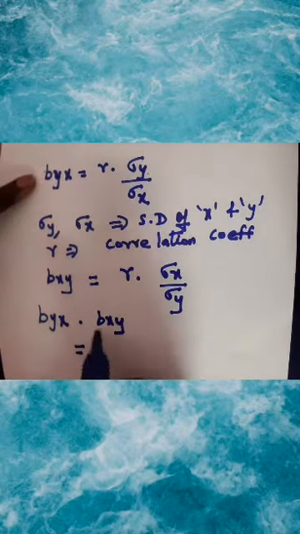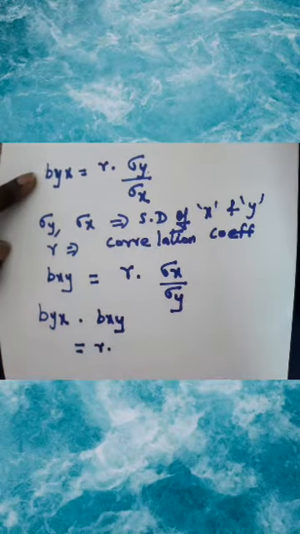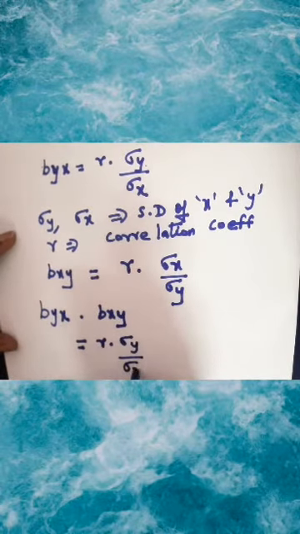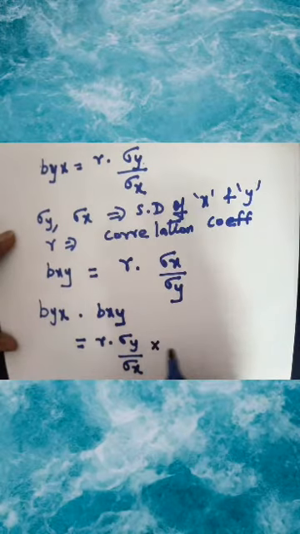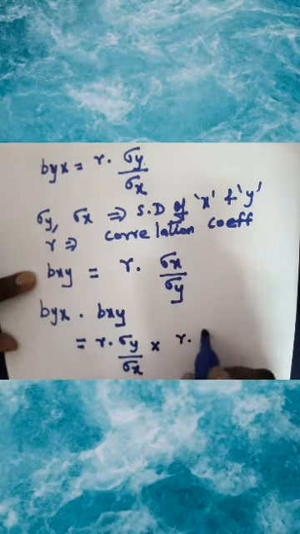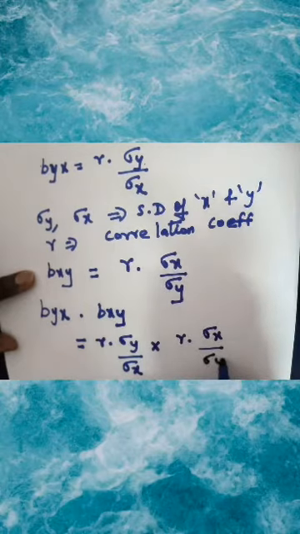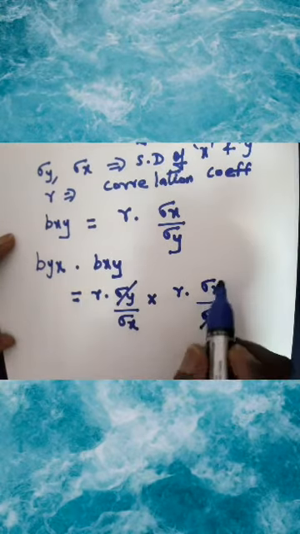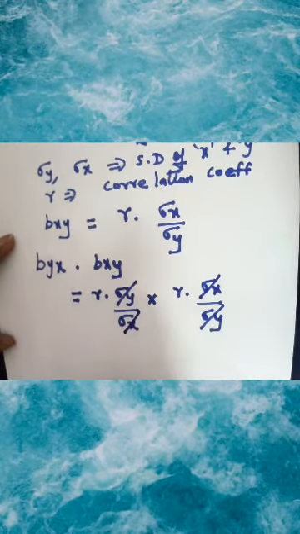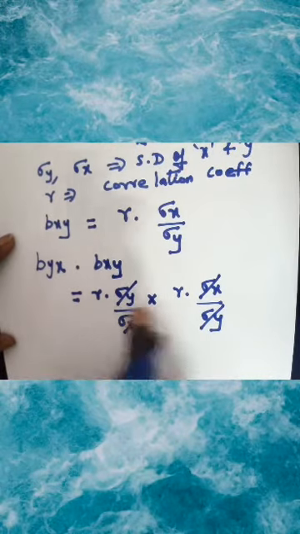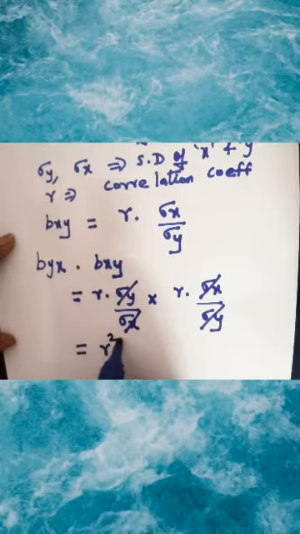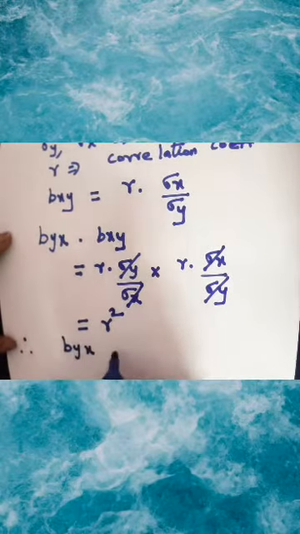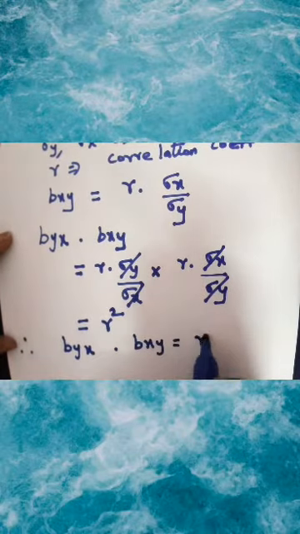What is byx? We have r times sigma y divided by sigma x, multiplied by bxy, which is r times sigma x divided by sigma y. Like terms you can cancel: sigma y cancels, and here sigma x also gets cancelled. So r into r gives you r square. Therefore, byx times bxy is equal to r square.